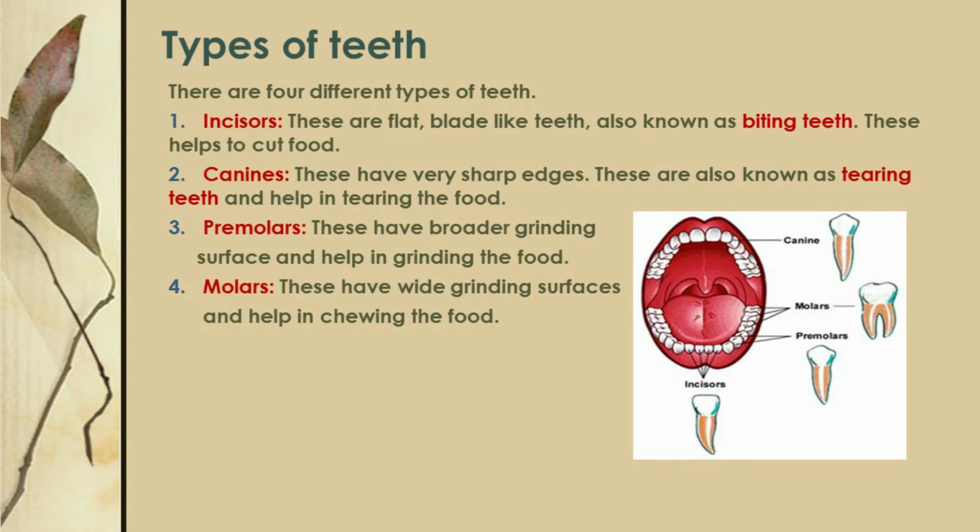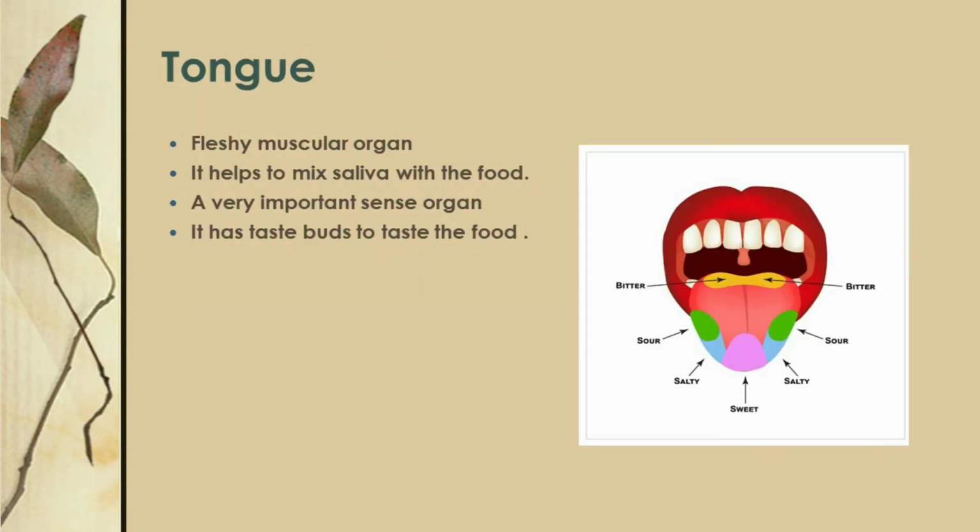Basically, incisors and canines help to cut and tear the food, and the premolars and molars help in chewing the food properly. Next, in our mouth, there is the tongue. The tongue is also a very important part of our digestive system. It is fleshy. It is a muscular organ of our mouth.